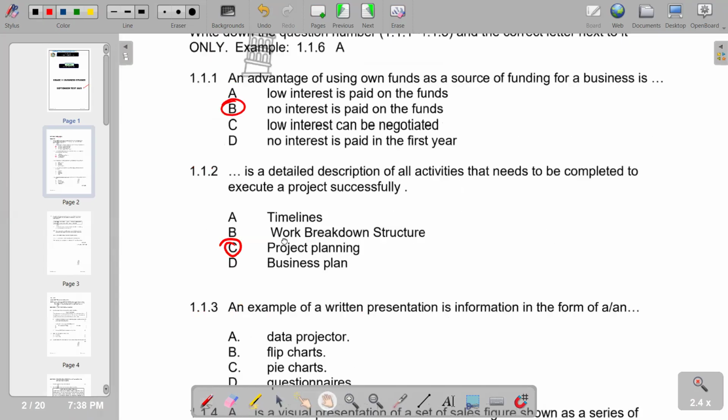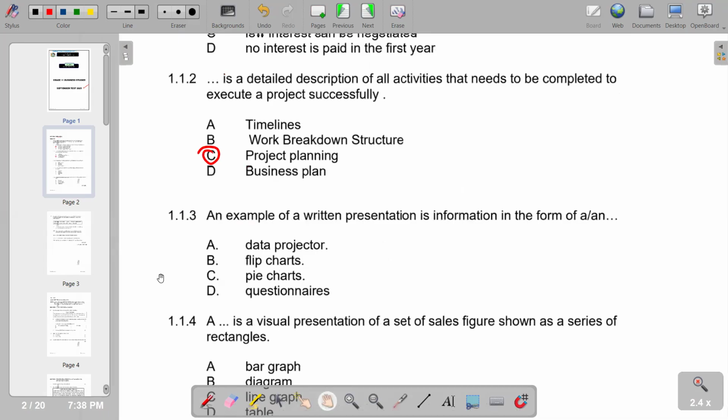Then we go to number 3. An example of a written presentation is information in the form of, we've got data projector, flip charts, pie charts, questionnaires. And the correct response is a data projector. Remember, a data projector is basically a piece of electronic equipment that is used to show information from a computer screen on a large screen. So basically, it comes as a written presentation. So it shows words or images on a screen. So that is the most appropriate according to the answers that we have.